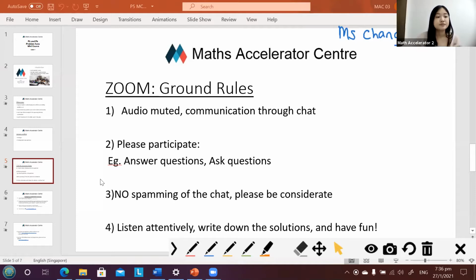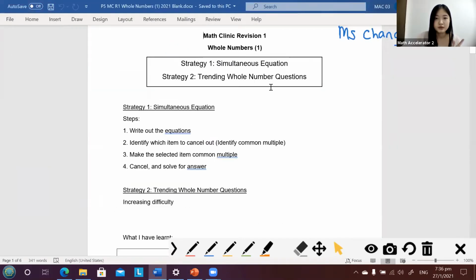Please participate. If I have any questions later on for you, do think and go and calculate. Don't just copy blindly. Make full use of the time that we have here. So with that, let's get into the questions. We still have some people coming in.